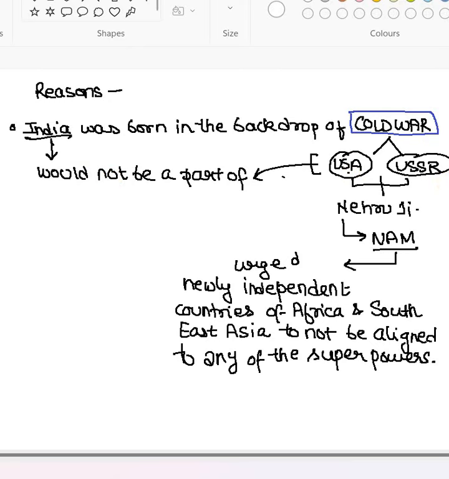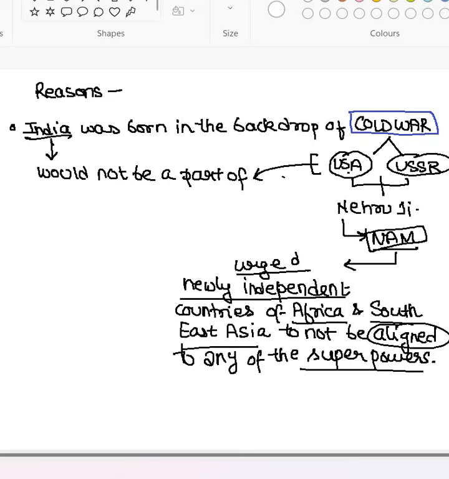Why? Because we need to make sure that we are not dominated by any superpower or developed nation. We are still in the developing stage. If we let the other developed and superpower countries dominate us or be our leader, that would undermine our independence. And that is why he formulated the non-aligned movement. He also urged newly independent countries of Africa and Southeast Asia to not be aligned with any of the superpowers in order to make sure that their independence is maintained.